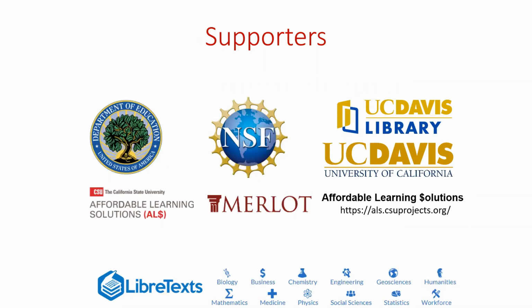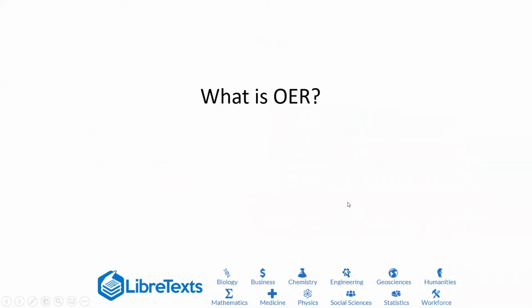So let me start with the supporters, which are necessary in order to make this project a reality. Over the last 12 years, we've gotten 2 grants from the National Science Foundation, but about a year and a half ago, we received a sizable grant from the US Department of Education, the inaugural OER pilot project. We also received funding internal to my campus, from the UC Davis library, and from the Provost's office. We have investments also from the Cal State University system as part of Merlot and the Affordable Learning Solutions for that.